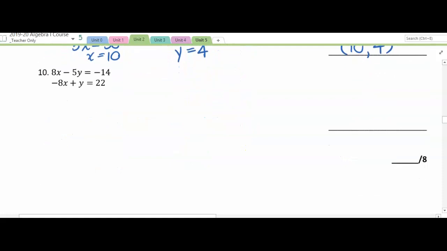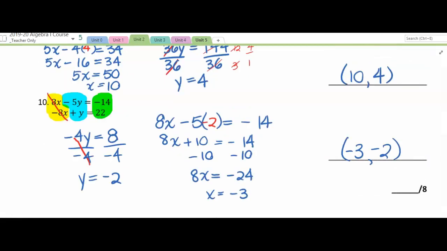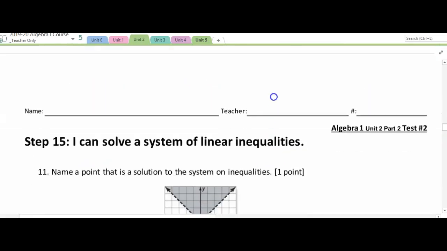Go ahead and pause the video and try this next one and see if you get it right. Hopefully you got the same answer I did, negative 3, negative 2. The yellow bubble canceled out, 8x and negative 8x. I combined the blue bubble and the green bubble and solved for y. Then I substituted it back into the equation to solve for x.